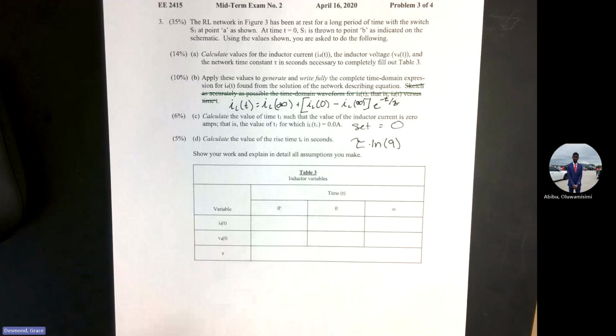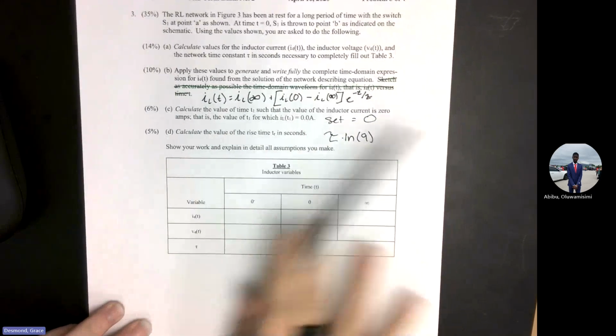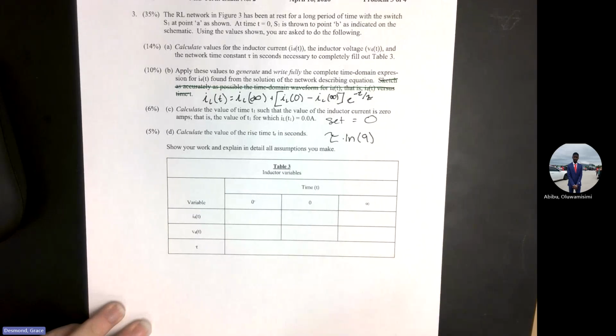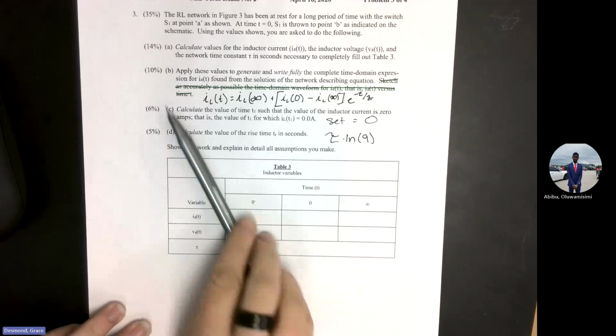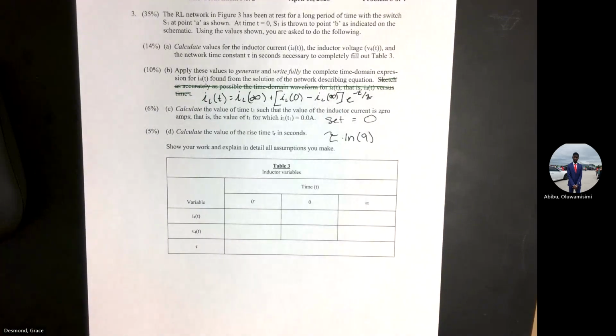You gotta have repercussions at some point. But if you apply your values into this formula, I'll probably give you half points. So I would give you 5 points, because it just says use the values to write the time domain expression. If you used your values to write the time domain expression, I can give you points.